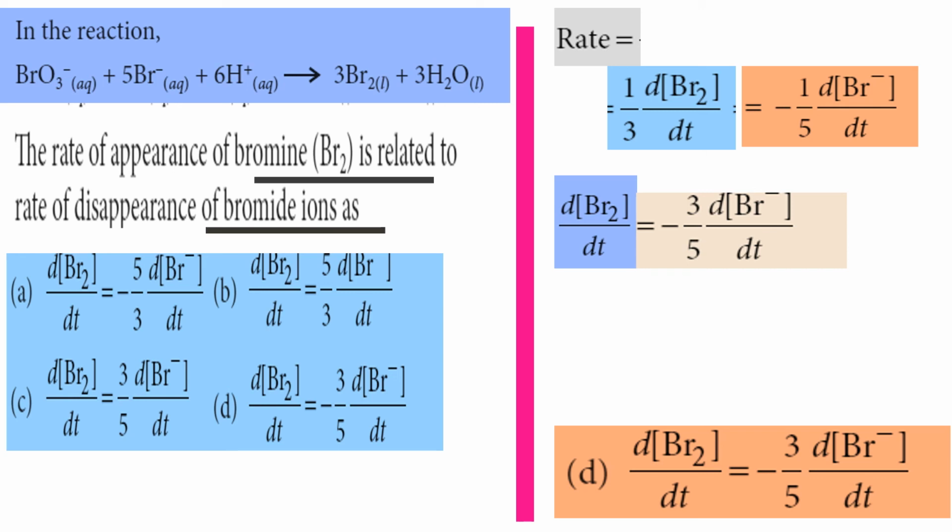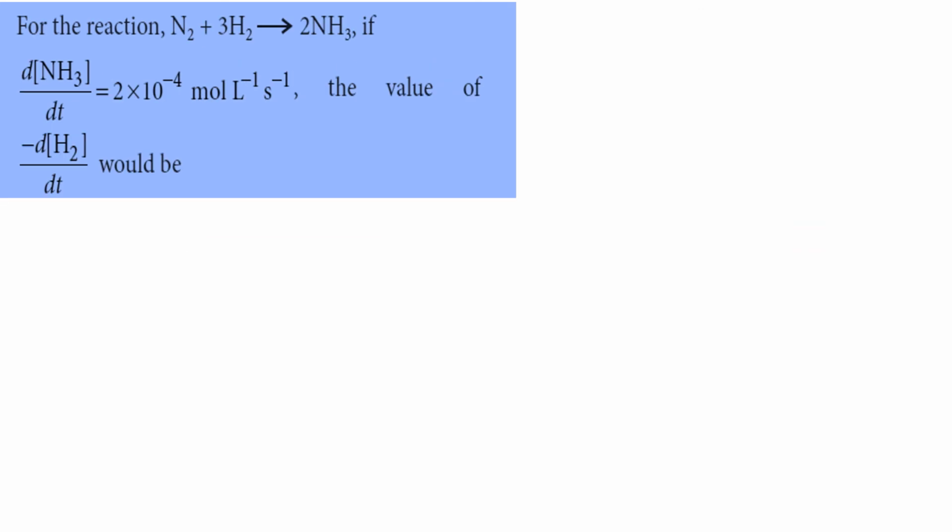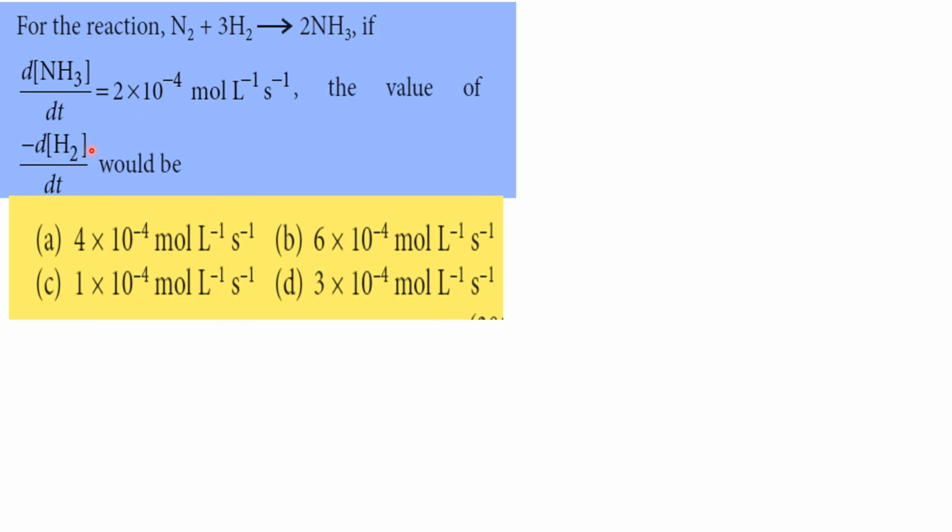வெரி ஈஸியஸ்ட் சம். Equation N2 plus 3H2 gives 2NH3 Haber process. Here given the change in concentration of ammonia with respect to time. The value is given, numerical value 2 into 10 power minus 4. What they asked, what is the disappearance of the change in concentration of H2 with respect to time? அது கேட்டிருக்காங்க. ஏன்னா அது reactant. So இந்த வேல்யூ கொடுத்துட்டு இந்த வேல்யூ கேட்டிருக்காங்க. These are the option. எப்படி calculate பண்ணணும்?